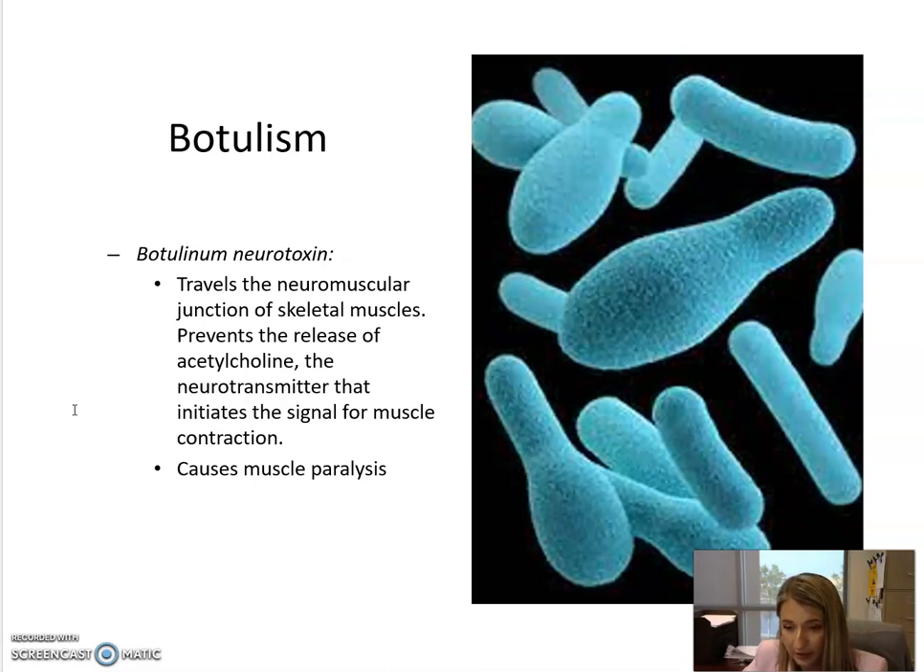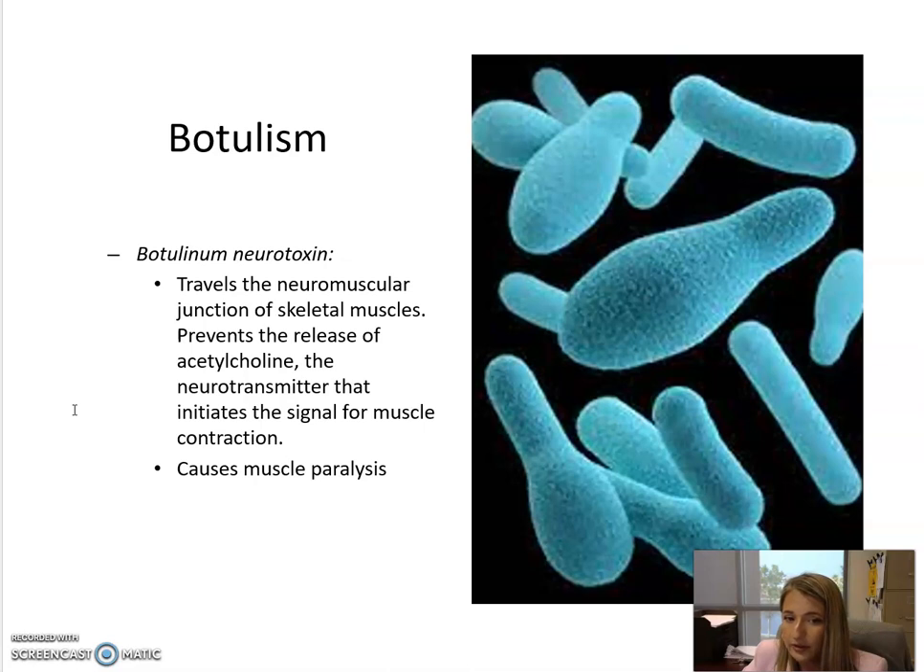It is important to differentiate this from the tetanospasmin toxin. The tetanospasmin toxin in tetanus causes muscle spasms, whereas the botulinum toxin in botulism causes muscular paralysis. They are both neurotoxins that affect the nervous system. They just affect the nervous system in different ways.